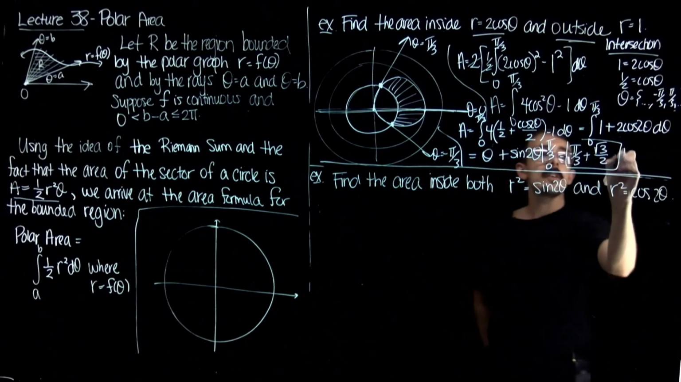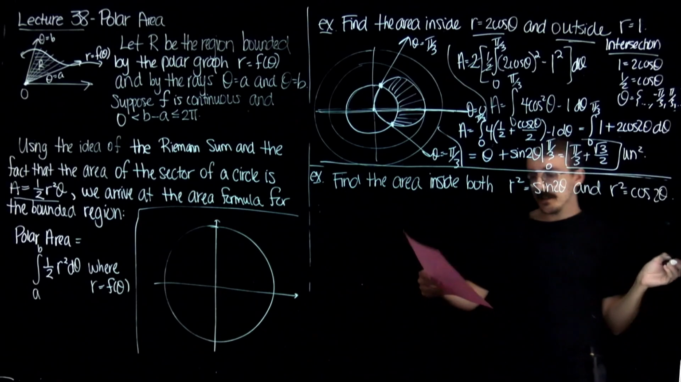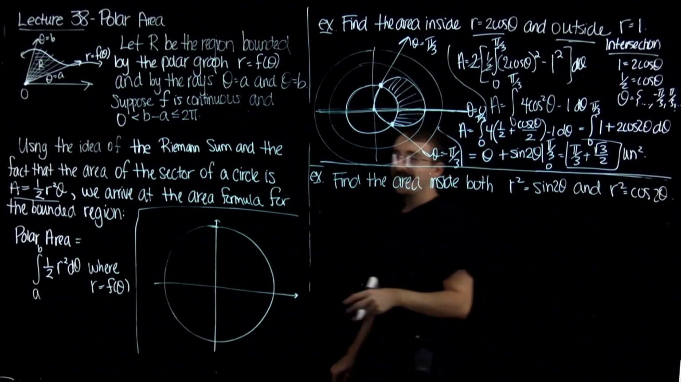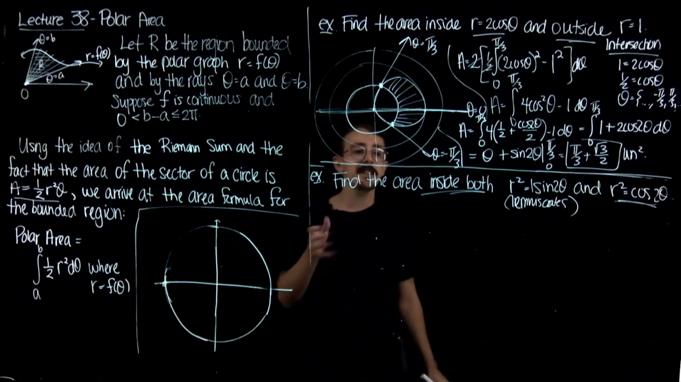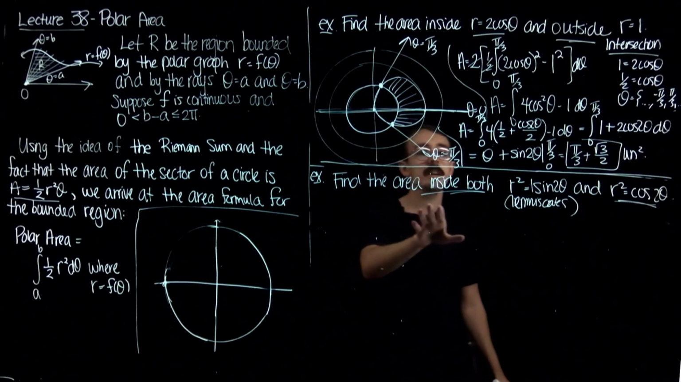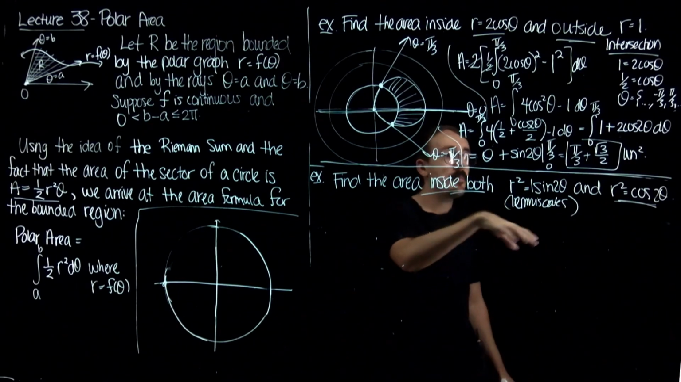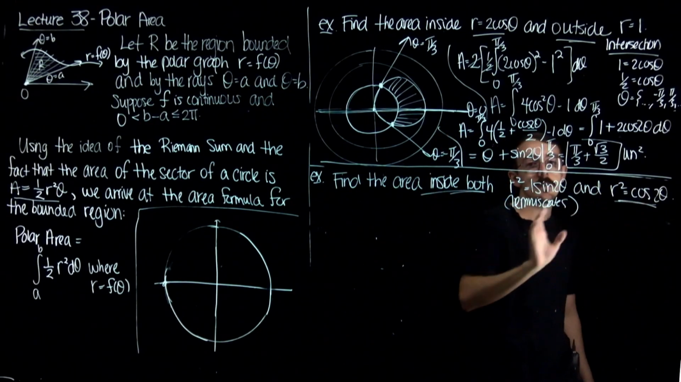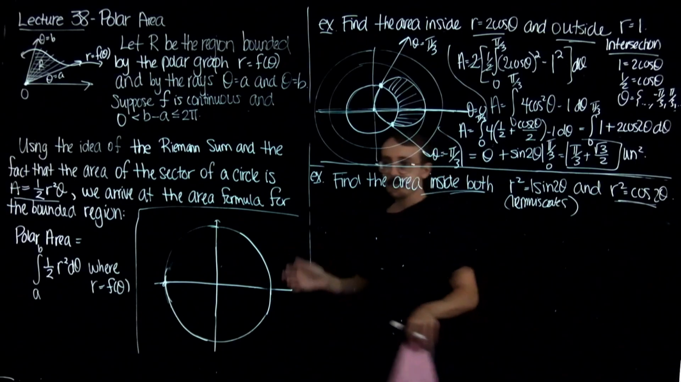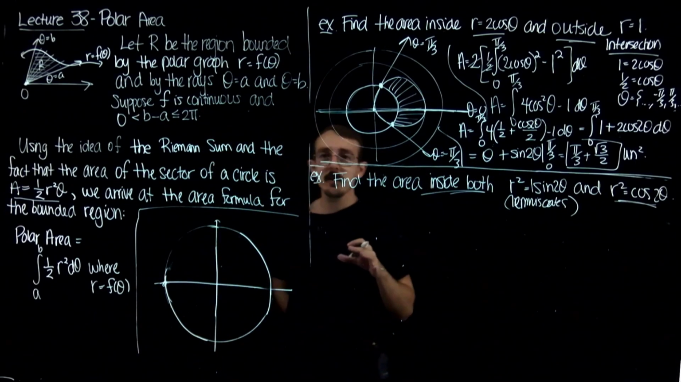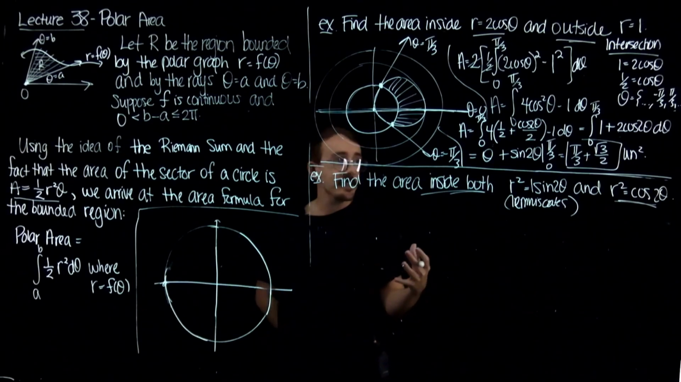So this is the area between the two curves. I suppose that's the first example where I went ahead and did all the calculations for you. OK. So let's take a look at this last problem. We're going to find the area inside both r squared equals sine 2 theta and r squared equals cosine 2 theta. And these are both lemniscates. So from our other lectures, you should know that these both look like infinity symbols or figure 8s.